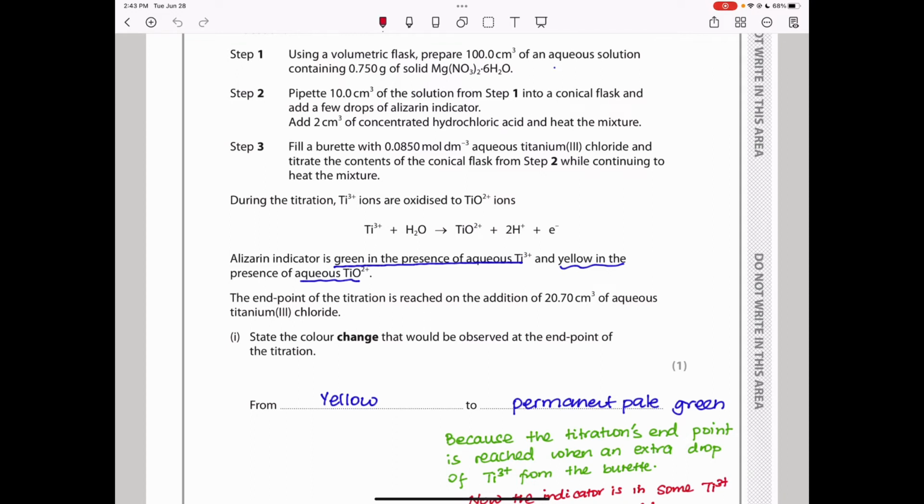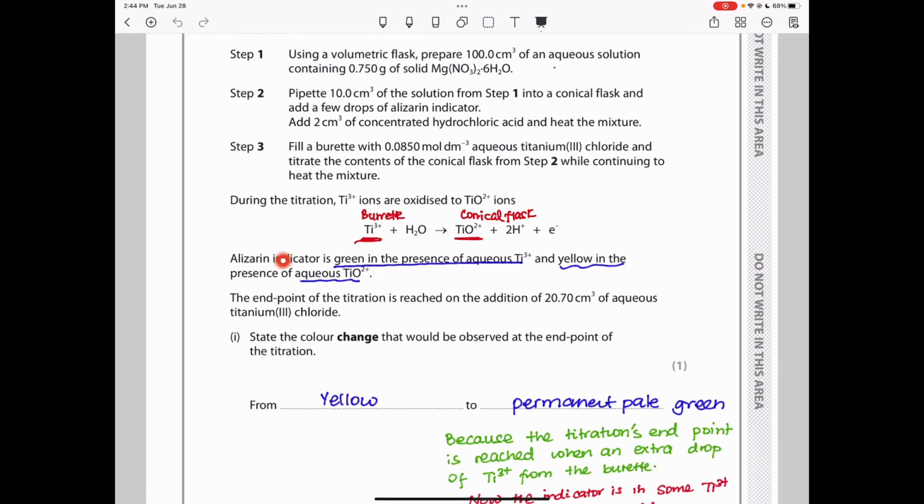Now, when we titrate, remember the titanium 3+ from the burette is going to be converted to titanium 4+ in the conical flask. So as this is released into the conical flask, we're going to have a color change based on the titanium 4+ present. Since they've told us it's going to be yellow in the presence of titanium 4+, the color before the end point is going to be yellow. That is going to be the color of the solution, since the conical flask is going to have a lot of titanium 4+ towards the end of the titration. So it's going to be looking yellow.